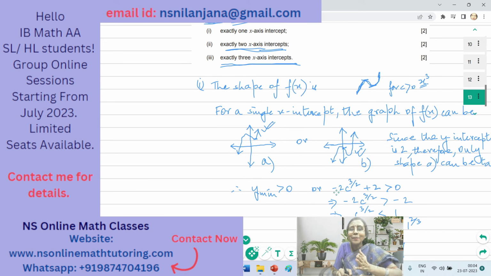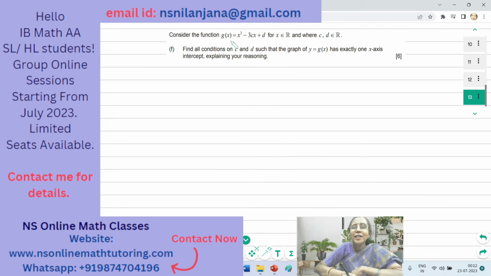We move on to the last subpart of this question, subpart F. Consider the function g of x equal to x cubed minus 3cx plus d. For all the previous subparts, d was equal to 2, but now this is just d. For x belonging to the set of real numbers, and c and d are also real numbers. Subpart F, the last subpart of this question.